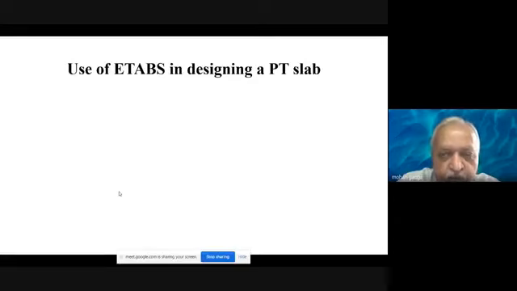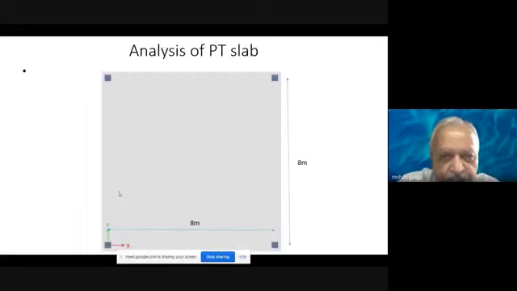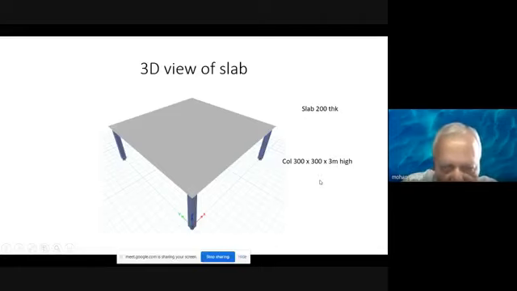So we shall now go for PT slab design using again the same software. So I have considered this 8 meters by 8 meters span. There are 4 columns at the corners, slightly inside the end one over there. And for this slab, I have considered the thickness as 200 millimeter. These columns are 300 by 300, and these 4 corners, and they are 3 meter in height, and so on. That is only a support that is provided for the given slab over here.